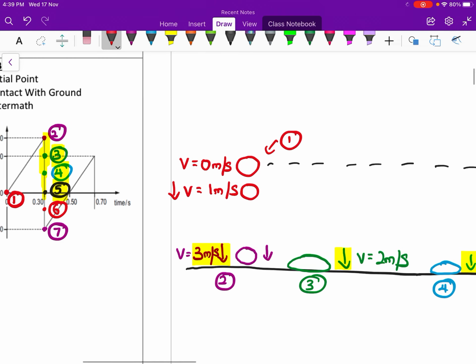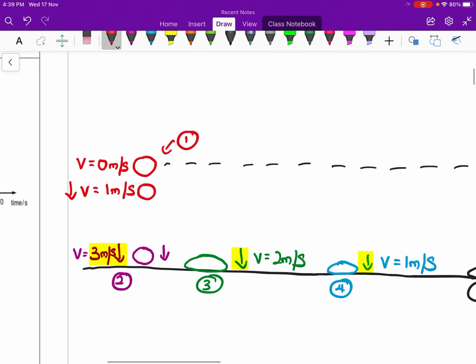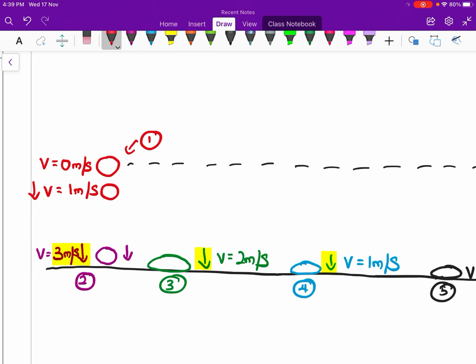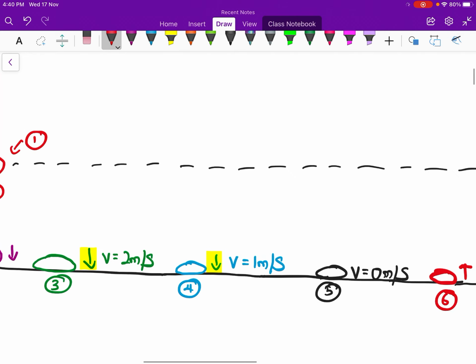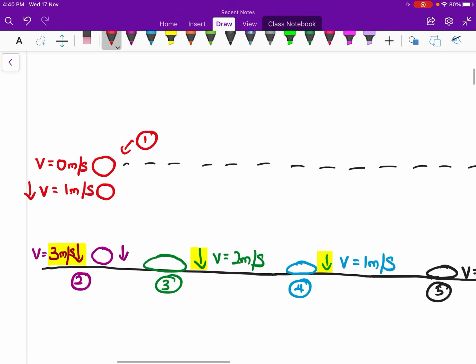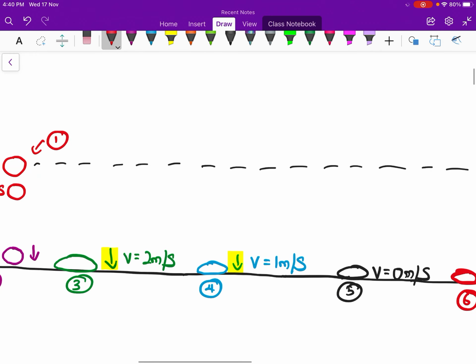After point number 2, we'll move on to point number 3. Point number 3 is where I already touch the ground. When I touch the ground, the velocity will decrease, I will slow down. So I will become 2 meter per second in the downward direction. Then after that, I slow down further to 1 meter per second in the downward direction. Last but not least, I will move on to point number 5, where I do not have any velocity left. So this is the process from point number 1 to point number 5.